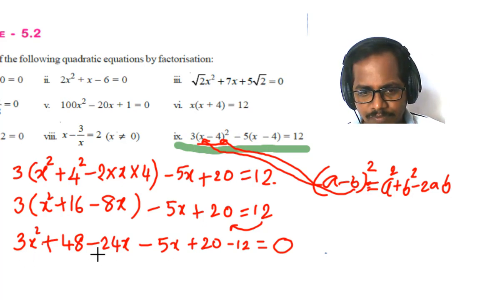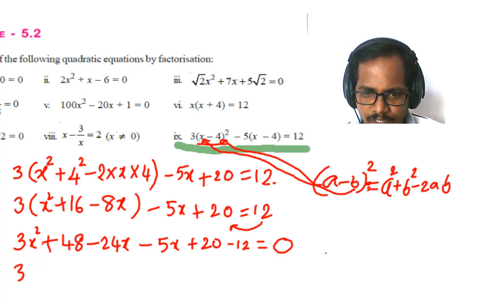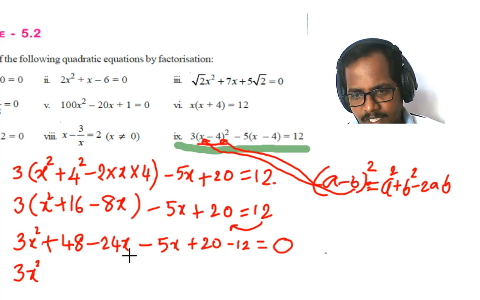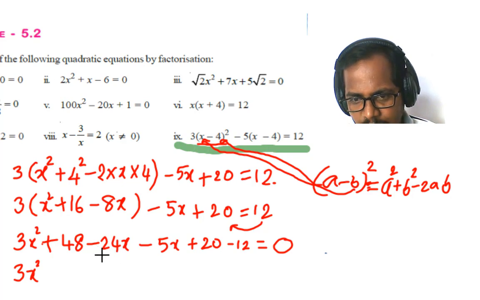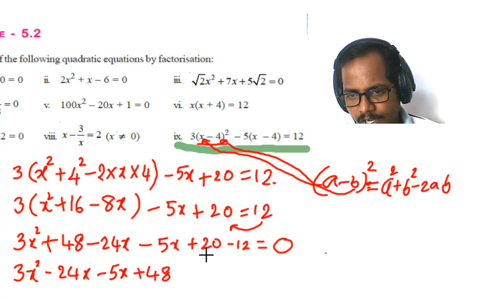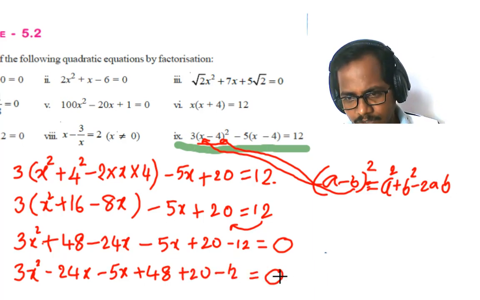So in this equation let's group the like terms first. The 3x square is the only term, so we write it as it is. Now let's take the next terms with the next degree, that is degree 1. So here we have minus 24x and minus 5x. So write minus 24x minus 5x together, and next write the constant terms. So we have constant terms as plus 48 and plus 20 and minus 12, which equals 0.